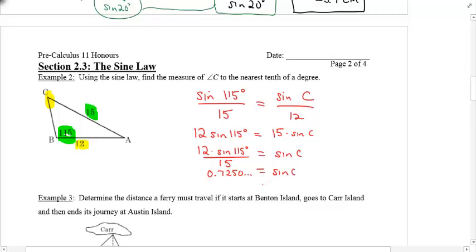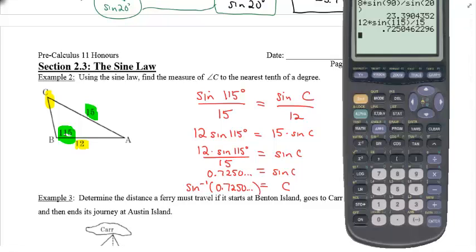So what's my last step here to solve for C? You gotta get rid of the sine, and please don't say divide by sine. Sine's a function. We can't divide by that. What you want to do is take the inverse of that function, or some people call it arcsine, or some people call it sine negative 1. Anyways, it's the inverse sine of that decimal. And so let me show you how to do it on your calculator.